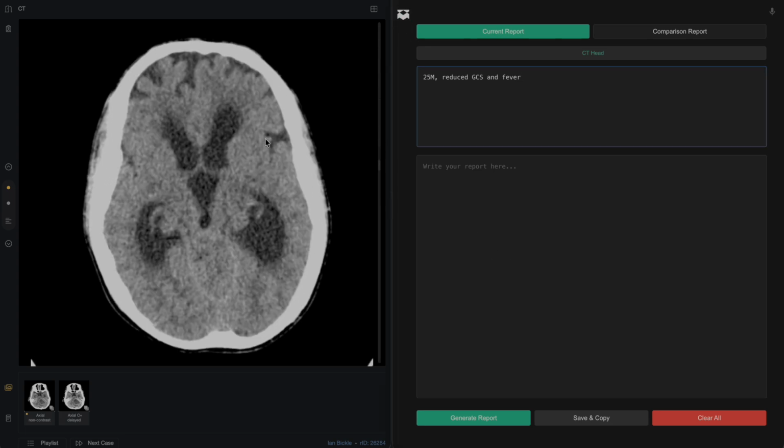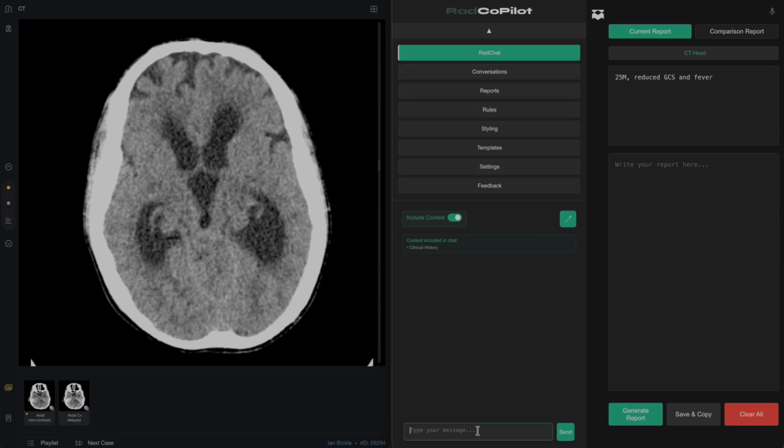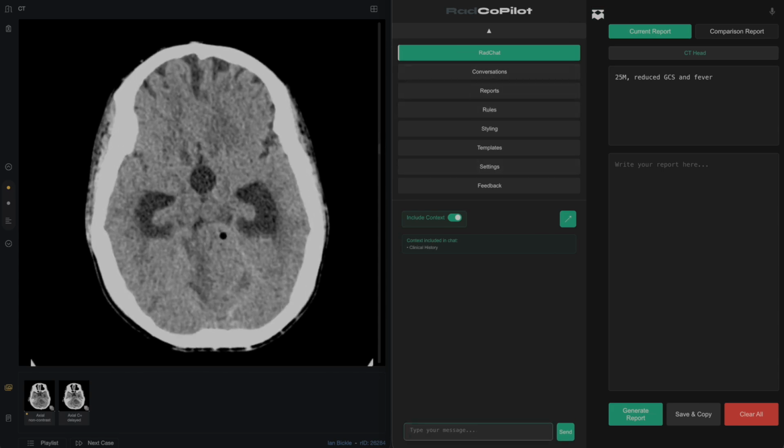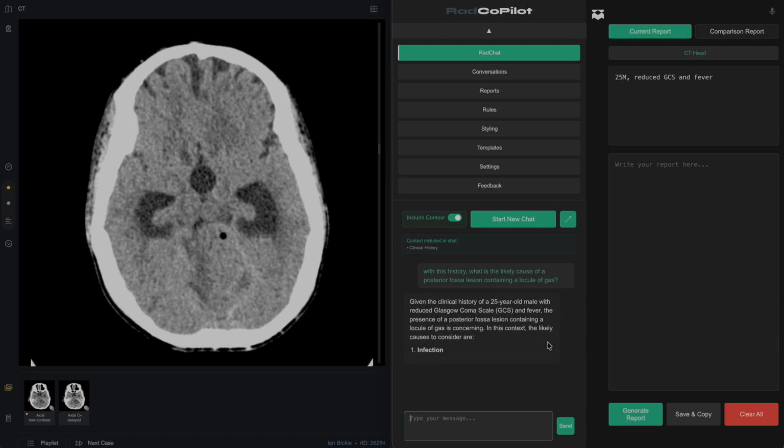It's in fact so unusual that I think it'd be worth asking RadChat whether it has any ideas as to what this is going to be. Perhaps we could say, with this history, what is the likely cause of a posterior fossa lesion containing a locule of gas? Let's see what it comes up with.